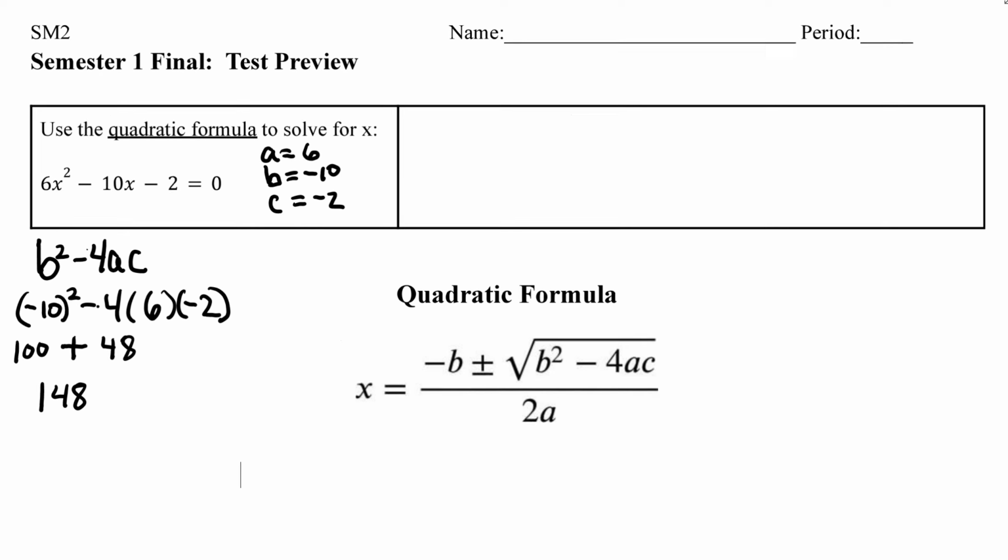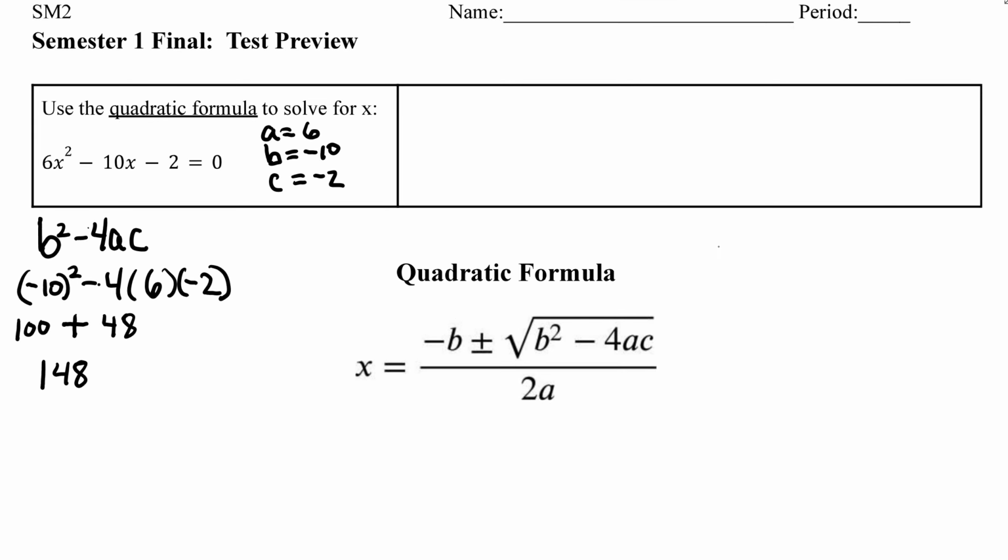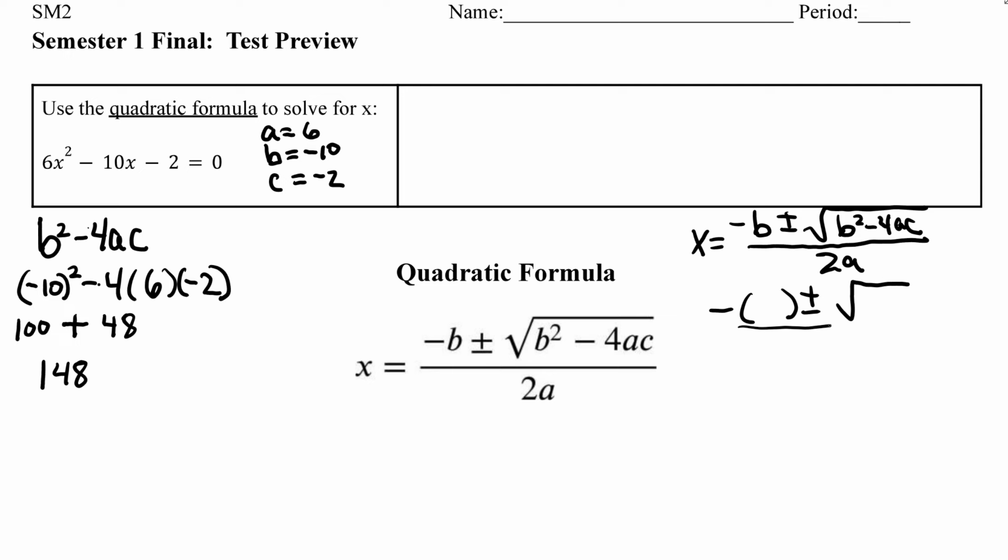So over here, I'm going to plug in my values. I'm going to copy it down again. X equals negative b plus or minus the square root of b squared minus 4ac, all over 2a. And we're going to write negative b plus or minus the square root, over 2a.